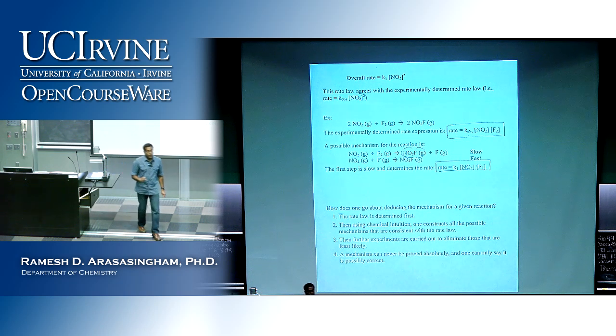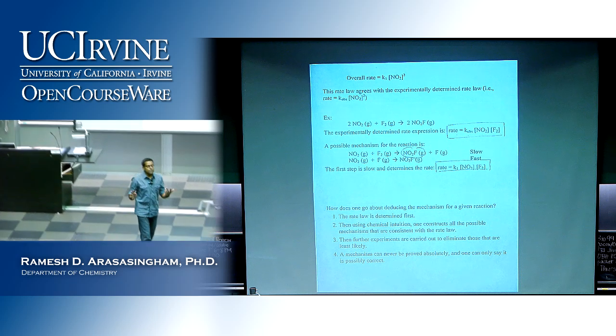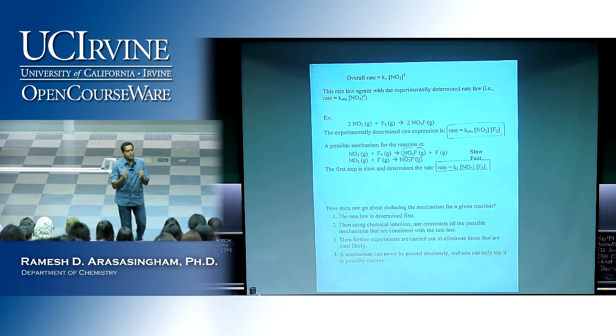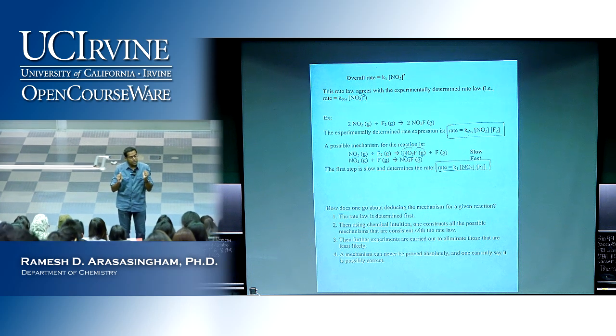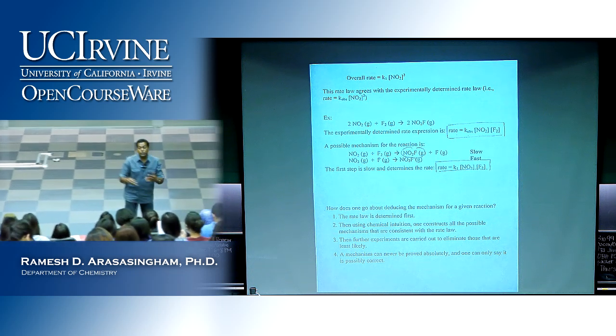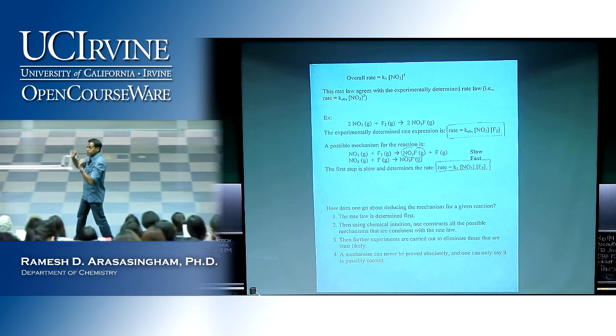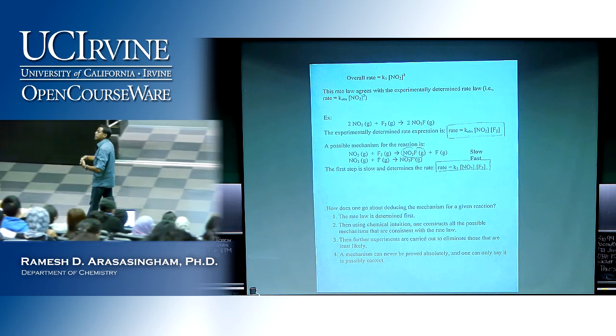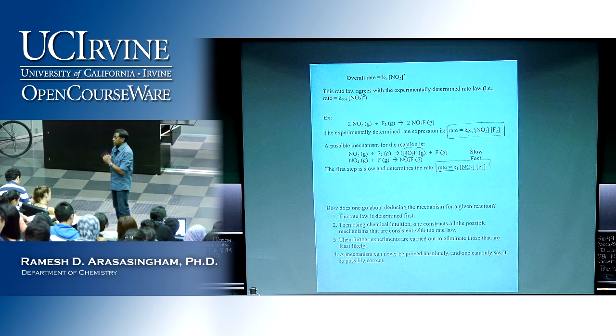Okay? So it turns out that coming up with a mechanism is really a skill. It's an intellectual exercise, and it's a skill that you develop. But whenever you come up with a mechanism, you have to look at the overall rate law and make sure that you come up with a mechanism where your slowest step corresponds to what you see experimentally.